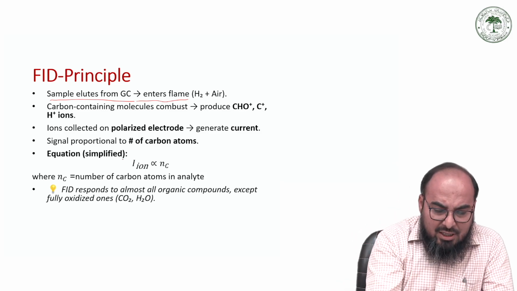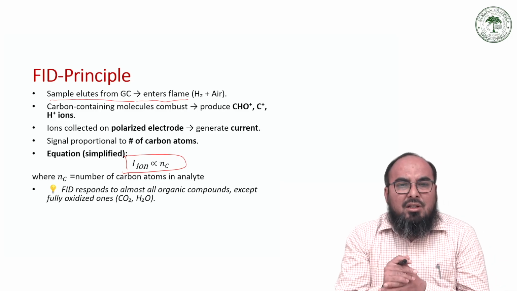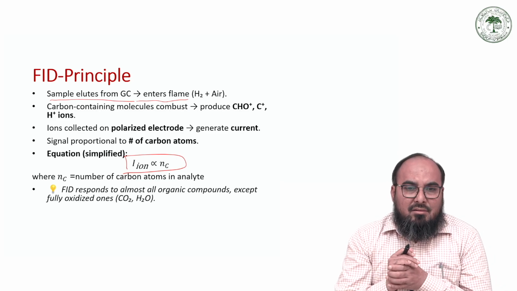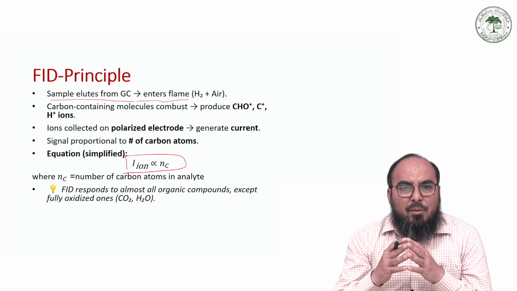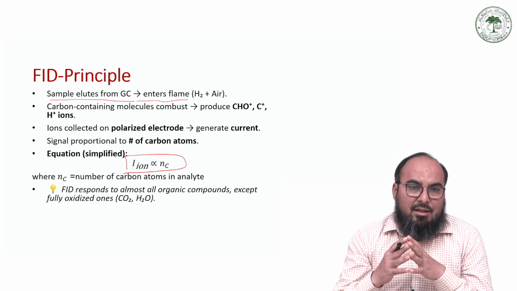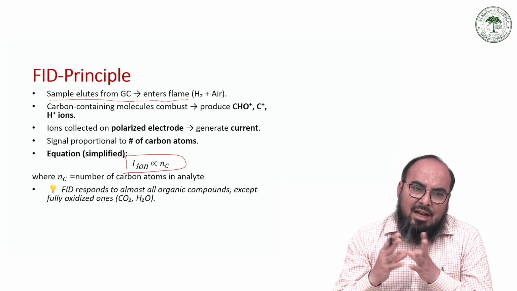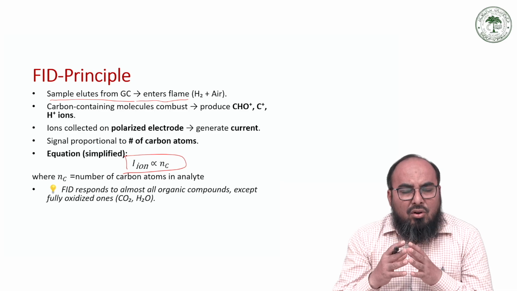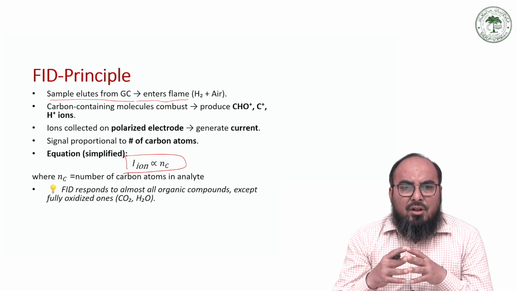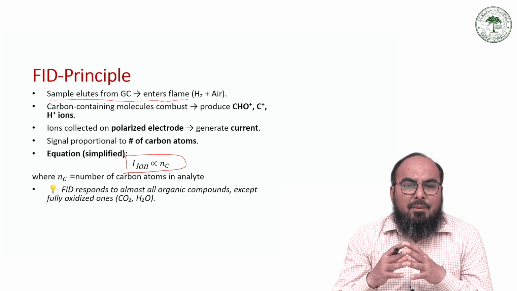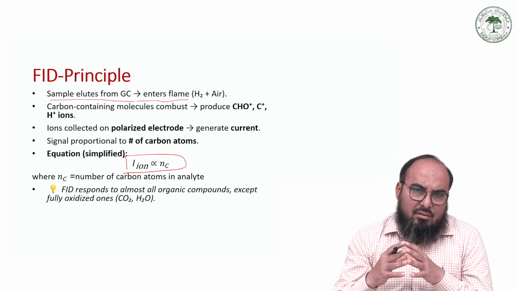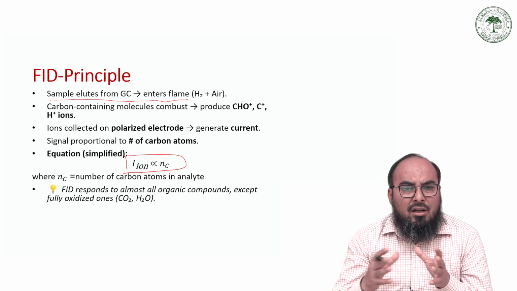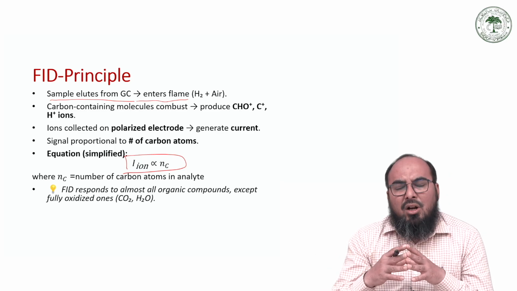So this is the main equation on which the FID is based. That is, the current produced by ions is directly proportional to the number of carbon atoms present in the analyte. So FID is good for detection of almost all organic compounds except certain gases like NO2, CO2 and water. Okay, it does not give any signal for these small non-combustible gases.